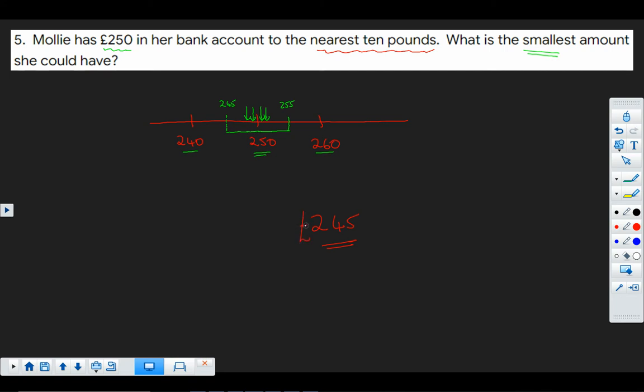Not forgetting our units, £245. And the nugget to go and practice there, 9.15. And if you do practice that nugget, I think it will help you in your understanding of rounding as well.